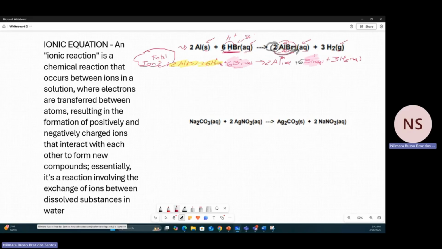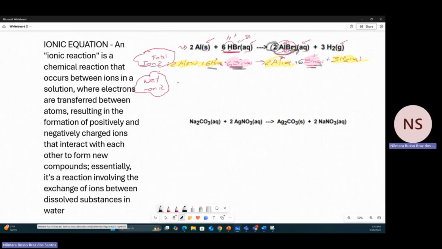So they are equal. So that is spectators. That means they will not appear in my final reaction, which is my net ionic, right? So my net ionic will be just, let me put over here, just the yellow ones, because they are not spectators. The other ones are the spectators because they are not participating in the reaction, because the way that they come in over here, they will come out over here, okay?